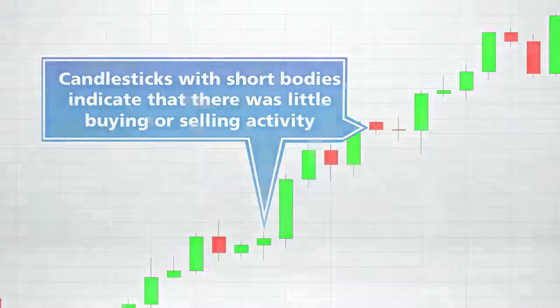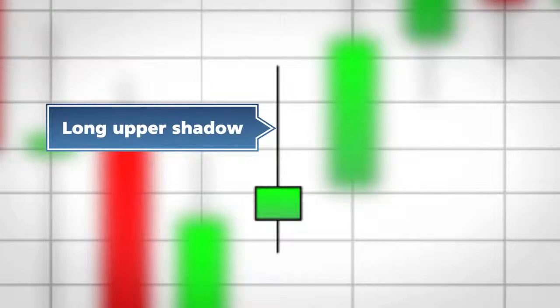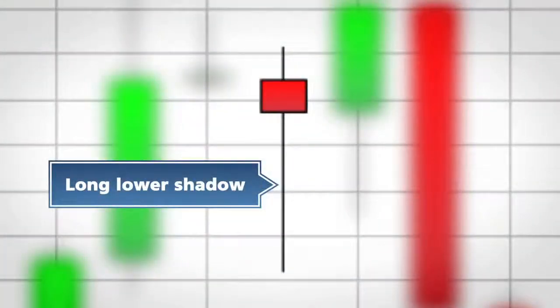We touched on shadows. Let's look at them in more detail. We will start with long shadows. When we see a candlestick with a long upper shadow and a short lower shadow, this indicates that buyers pushed the price higher, but the sellers came back into the market and drove the price back down towards the open price. A long lower shadow and a short upper shadow means that the sellers attempted to push the price lower, but the buyers came back in and pushed the price back up towards the open price.